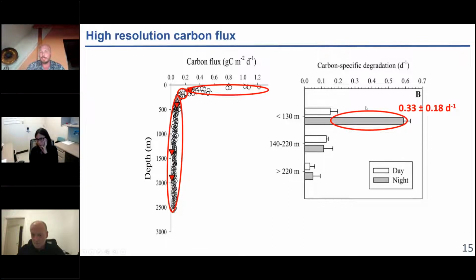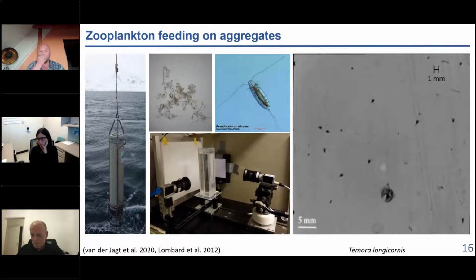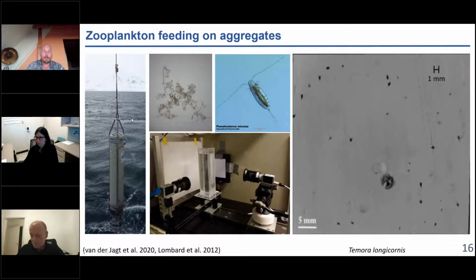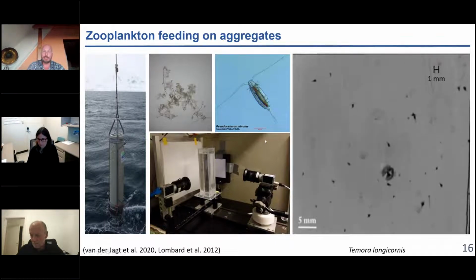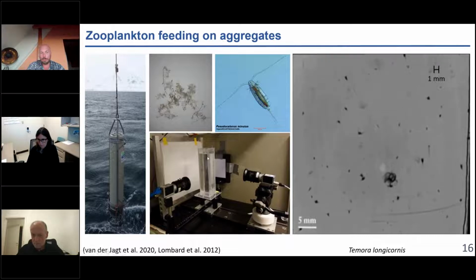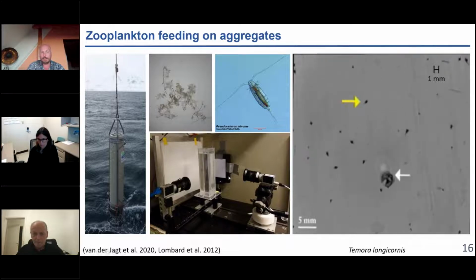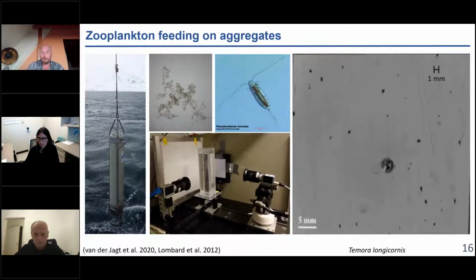So we wanted to see, can we actually explain, in this particular case, these extra 33% carbon degradation that happens during night by zooplankton. So we used the marine snow catcher to catch marine snow, of course, and we collected zooplankton, and then we used infrared light to film if the zooplankton would actually feed on the settling particles, using two cameras so we could get a 3D view of it.